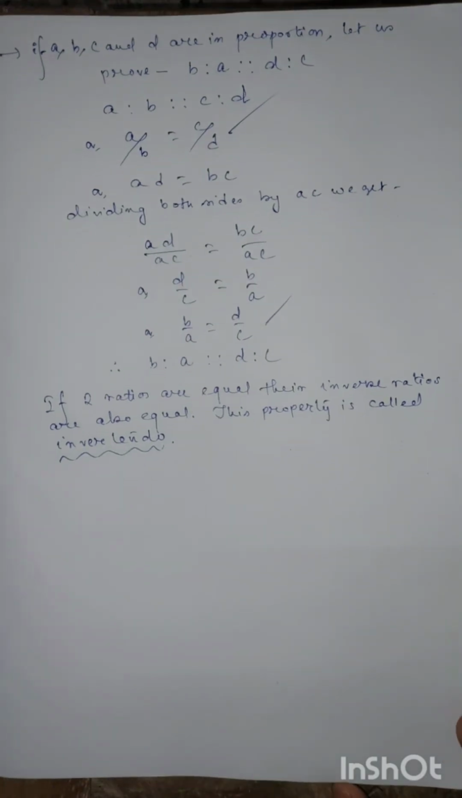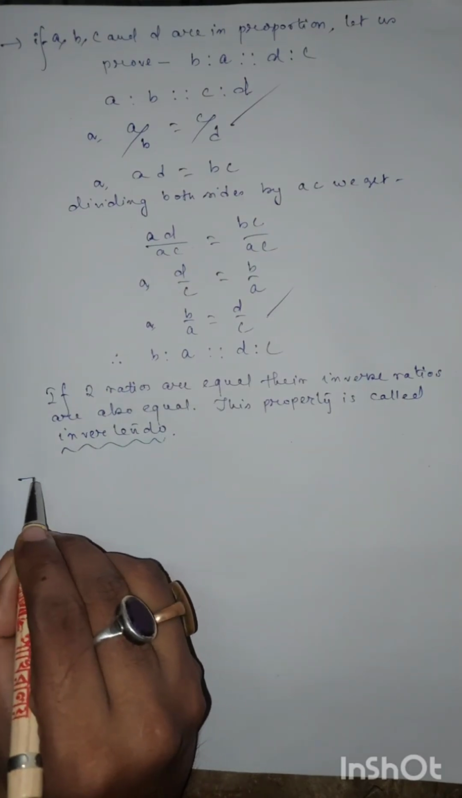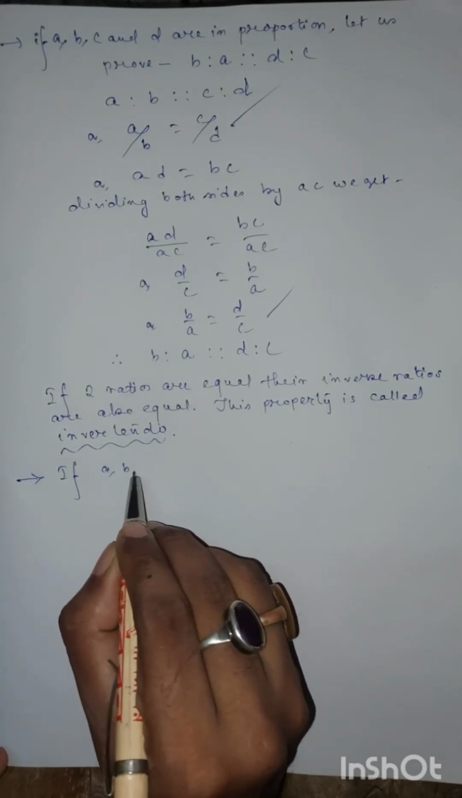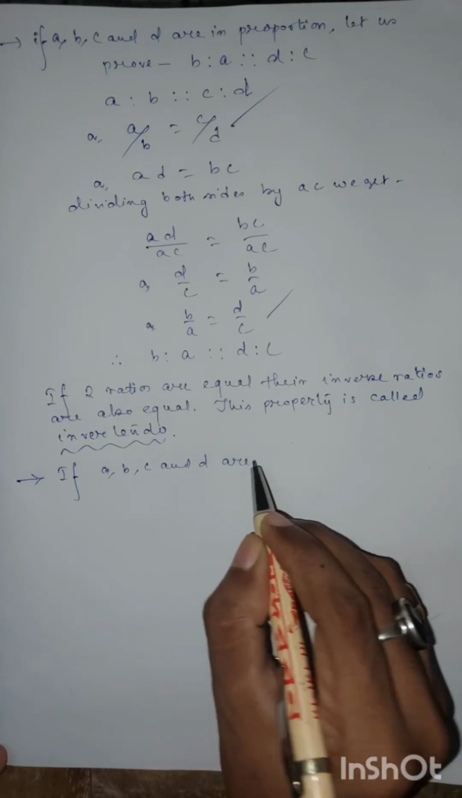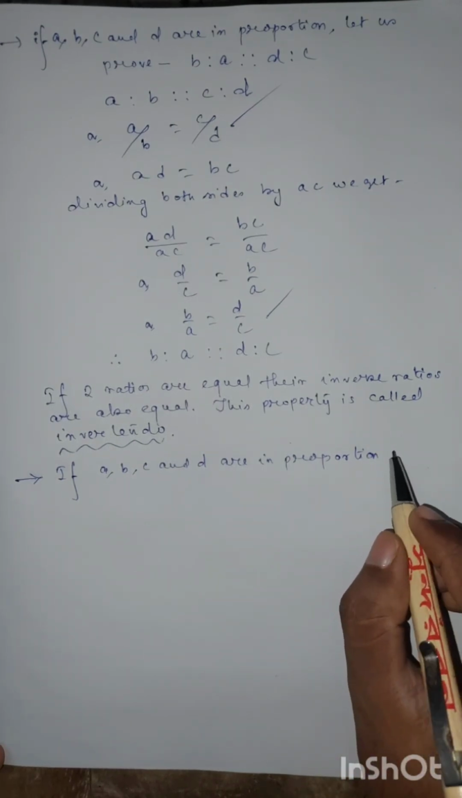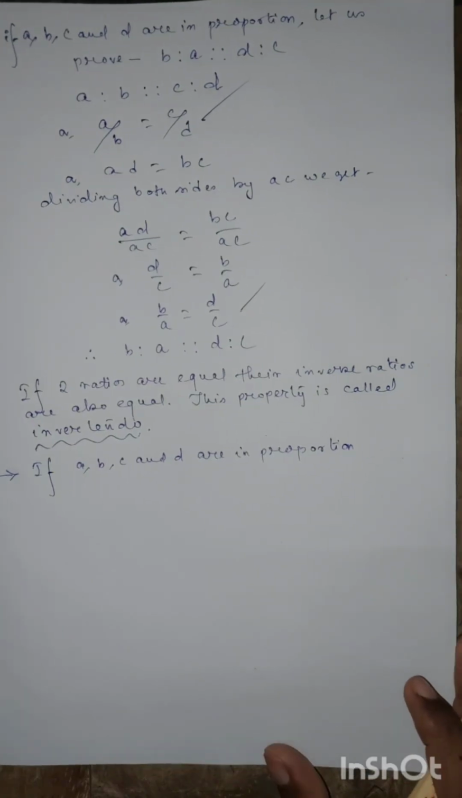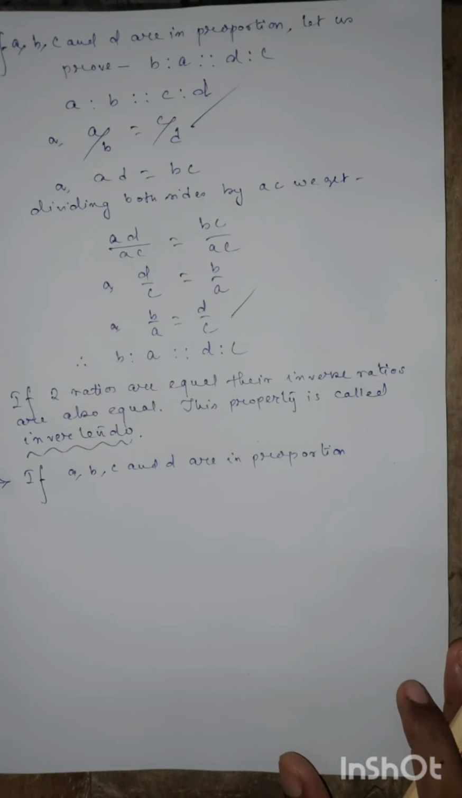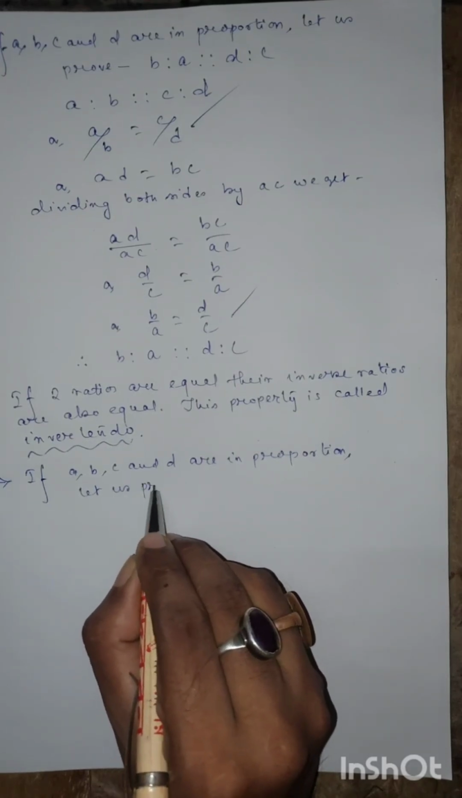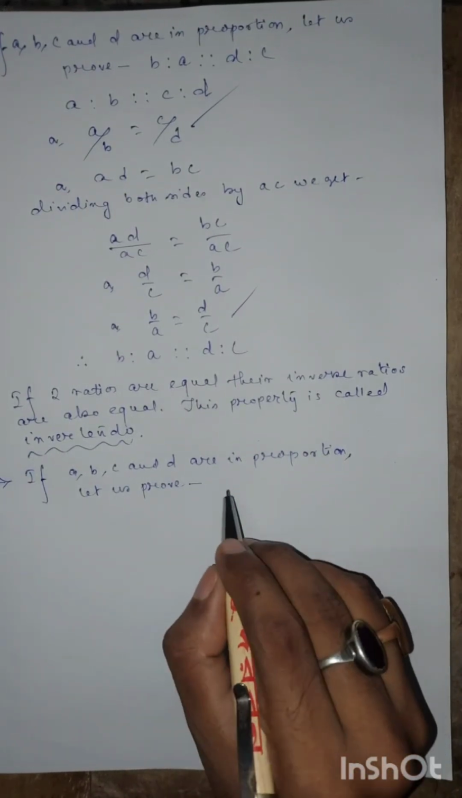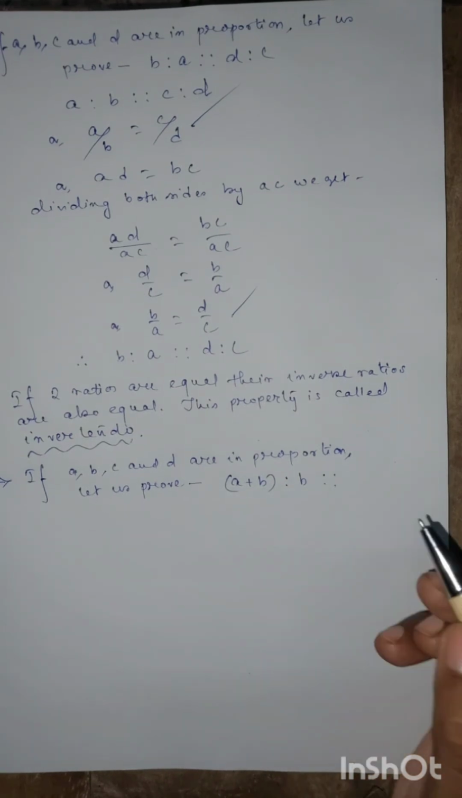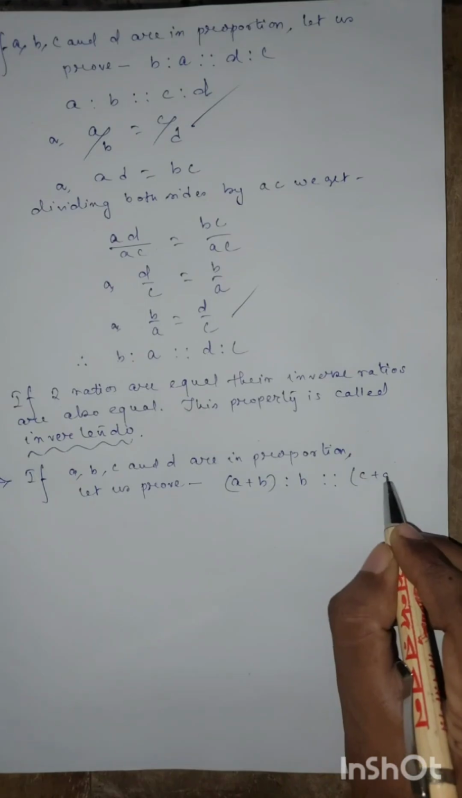Now let us come to the third property. If A, B, C and D are in proportion, let us prove A plus B is to B as C plus D is to D.